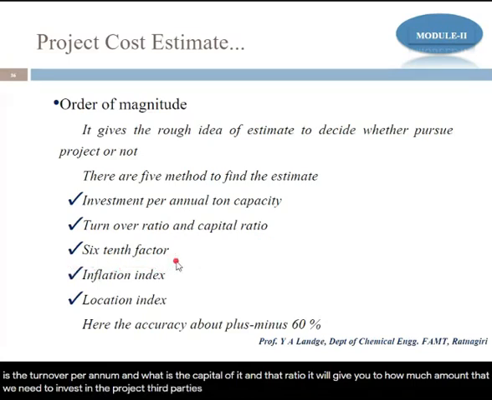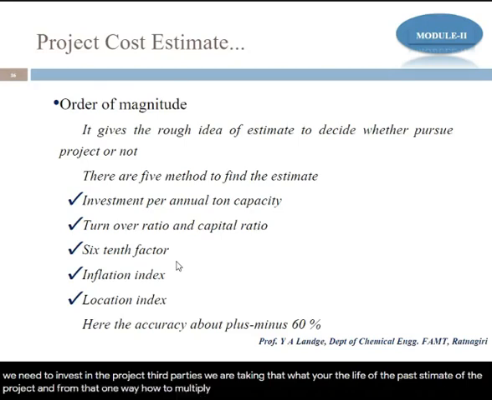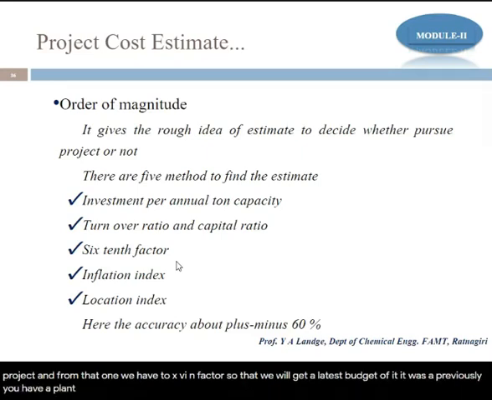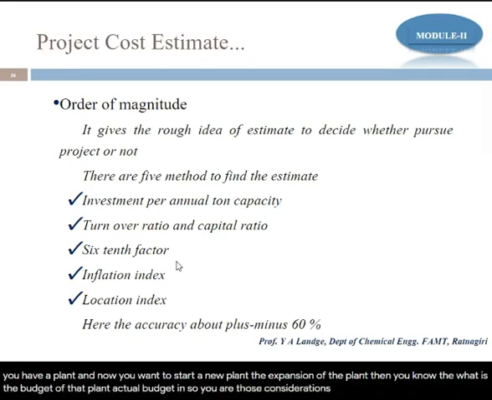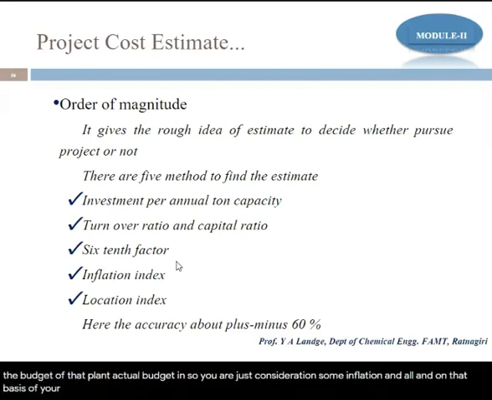Third part is the 6/10 factor. What is the 6/10 factor? We take the rough past estimate of a project, and we multiply it by the 6/10 factor to get our latest budget. It means previously you had a plant and now you want to start a new plant, an expansion of the plant. Then you know the actual budget of that plant, and considering some inflation and all, you just multiply by the 6/10 factor and you will get the approximate value of the project.